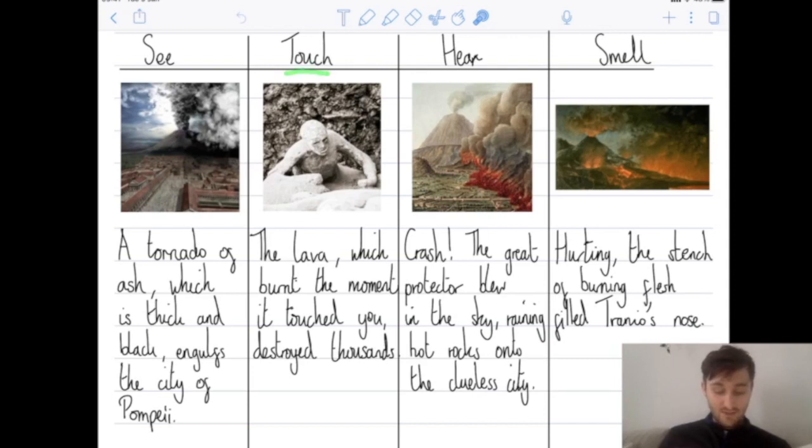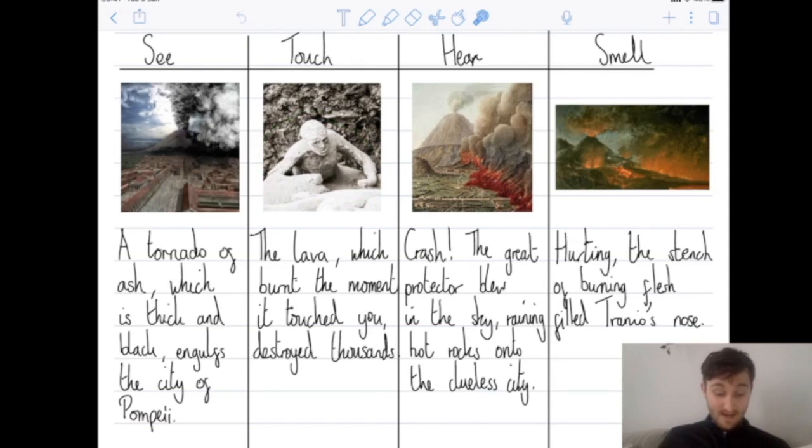Next, our touch. So this is a real picture of what some of the people actually look like after Mount Vesuvius erupted. And this is what some of the people, they're still there to this day. They are almost statues, and they are stone, and they have been burnt by the lava, and still to this day they are there. It's actually quite interesting. And I want you to think, what would it have felt to be this person back when it erupted?